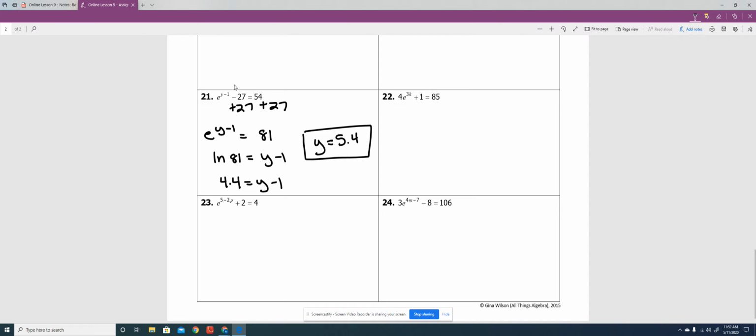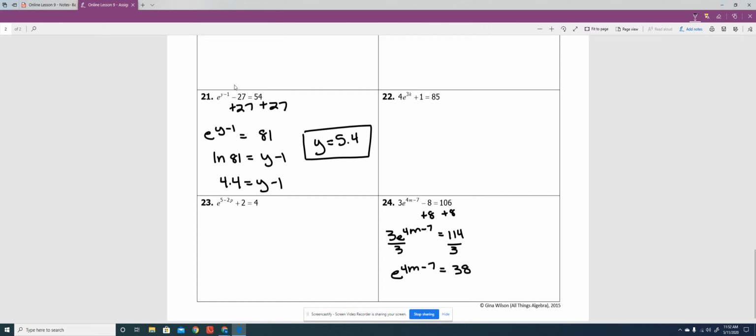All right, let's do number 24, and then we'll call it a day. So the first thing I need to do is isolate my exponential. So I'm going to move this 8 over first, and then I have that 3e to the 4m minus 7 power is equal to 114. And then I need to get rid of that 3, so I'm going to have to divide on both sides. And I get that e to the 4m minus 7 power is equal to 38.